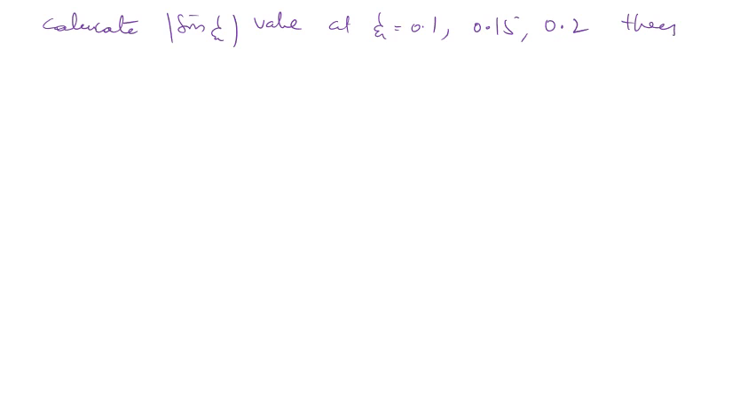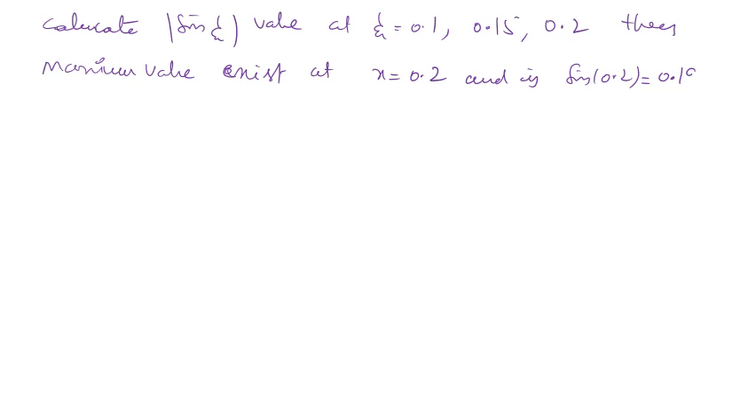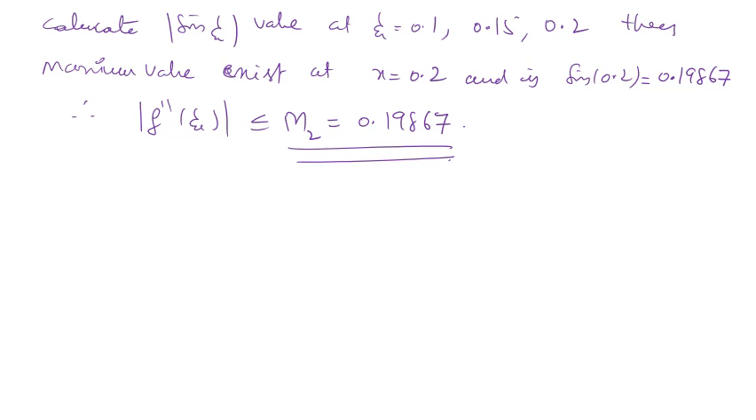Then the maximum value exists at x equal to 0.2, and sine of 0.2 is equal to 0.19867. Therefore mod f double dash xi is less than or equal to m2. What is the m2 value? 0.19867. This is the m2 value.